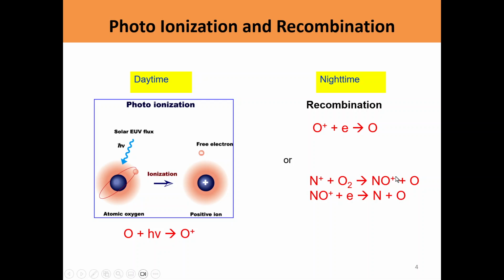So there are two parts. Therefore, the neutral oxygen comes from two sources. One is from the ionized oxygen, the other is from ionized NO plus. Okay, so it's just the interplay of this ionization and recombination during daytime and nighttime that creates all these ions.